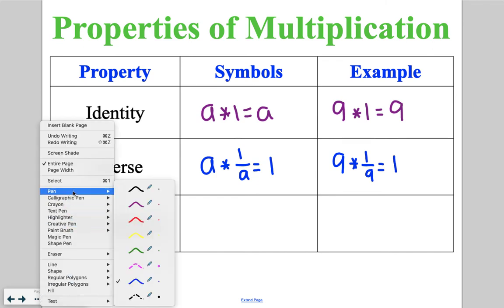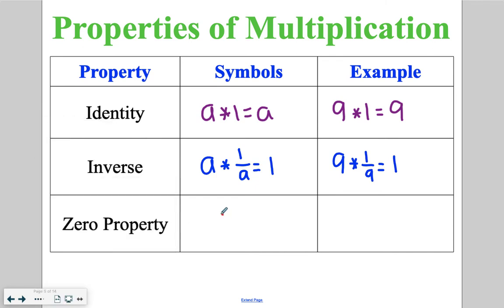And then the 0 property is saying that if you multiply a number by 0, your answer is going to be 0. So if I have 9 times 0, my answer is going to be 0. So these are properties that are specific to multiplication.